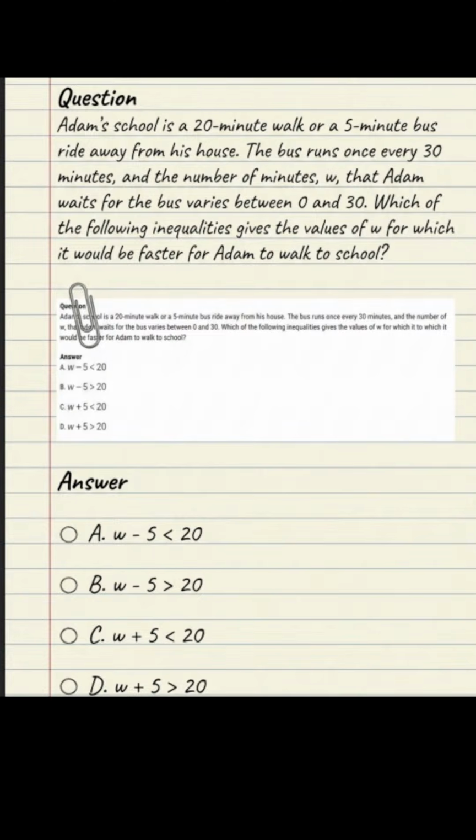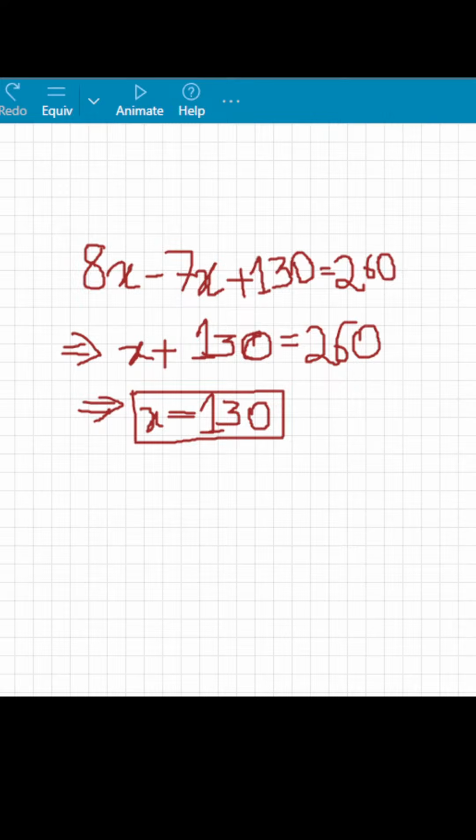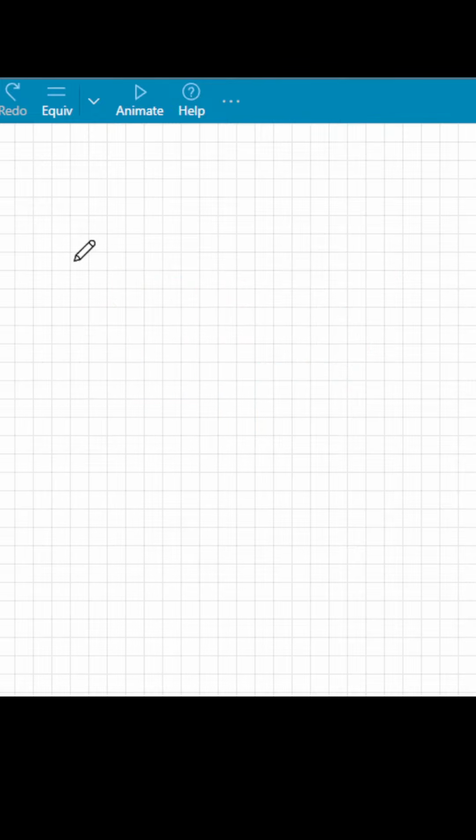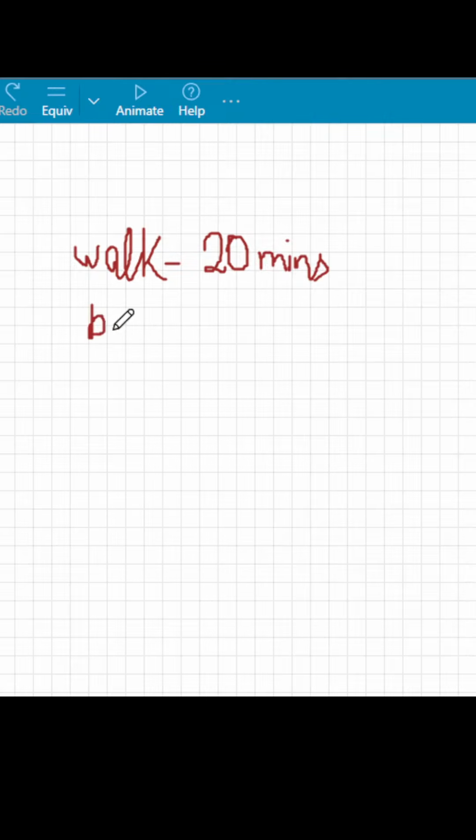Okay, so now let us solve this question. We're given that W is the wait time, and for Adam to walk to school, it would take 20 minutes. To go by bus, it would take 5 minutes. So let us write that down. If he walks, then it would take 20 minutes, and if he rides by bus, then it would take 5 minutes.